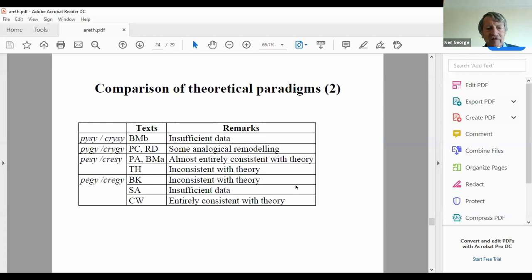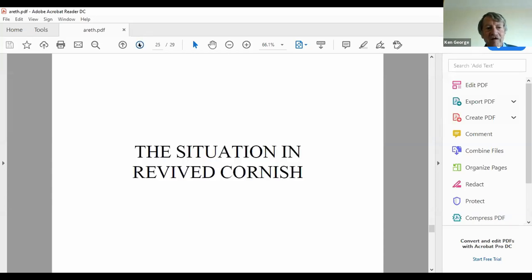Pegi and Kregi, on the other hand, not very good in Bewnans Ke, insufficient data as one might expect in Sacrament of the Altar, but Creation of the World is entirely consistent with theory, which is interesting. I haven't shown all the examples, but I have written out the text of this talk in full, which I will let people have.